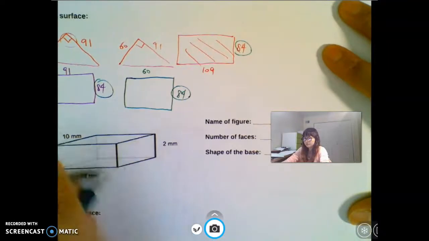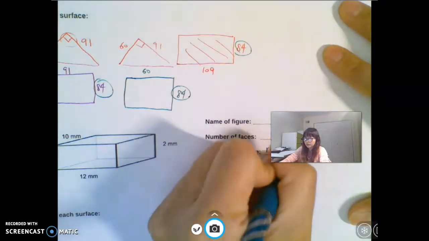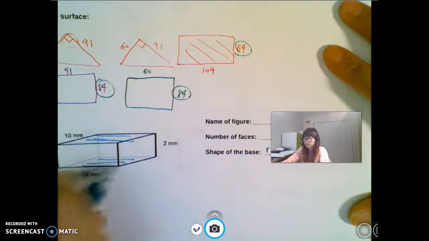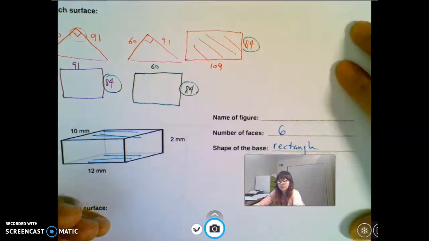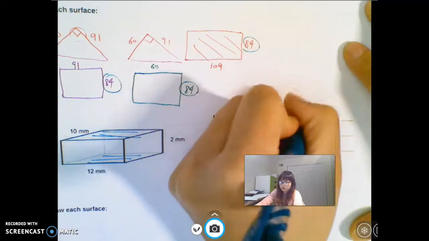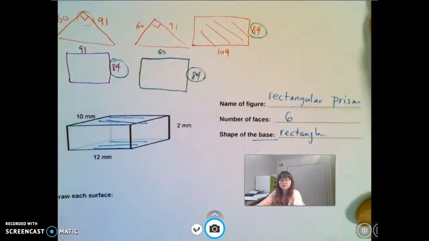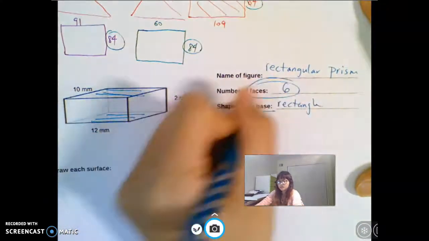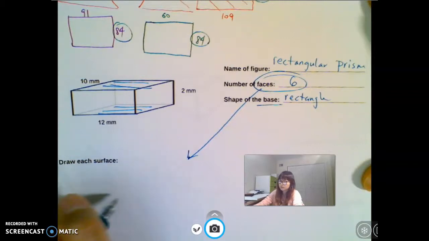Number of faces. Well, it's a rectangular box, I have 6. Shape of the base, it's a rectangle. So because it has two bases, it's a prism. Name would be, because the base is a rectangle, it would be called a rectangular prism. Now, since we're dealing with surface area, if there are 6 faces, you need to do 6 areas later on. So let's try to draw it out.